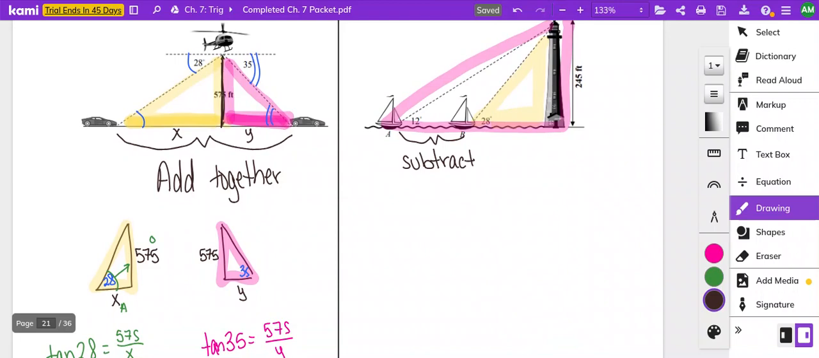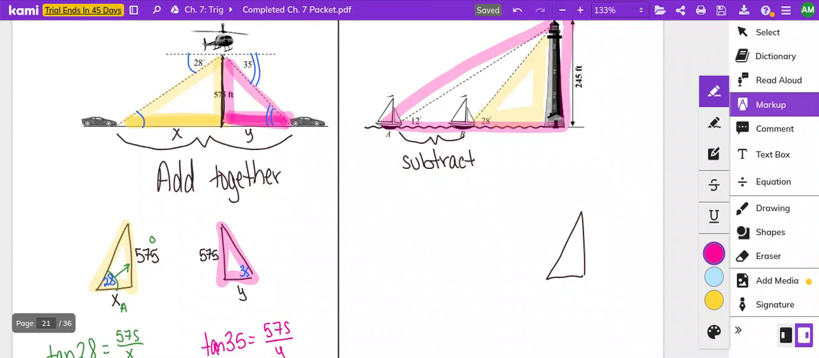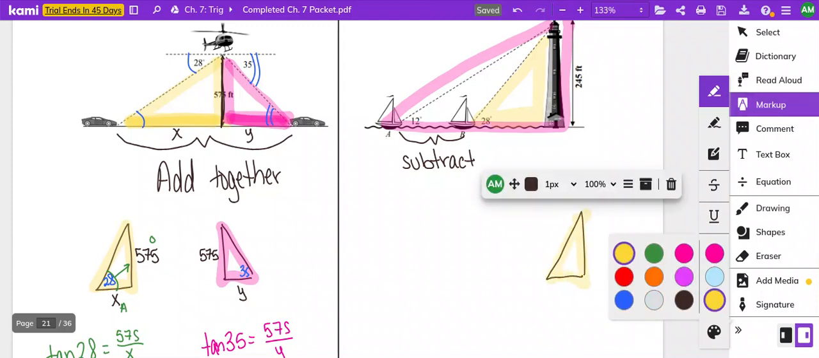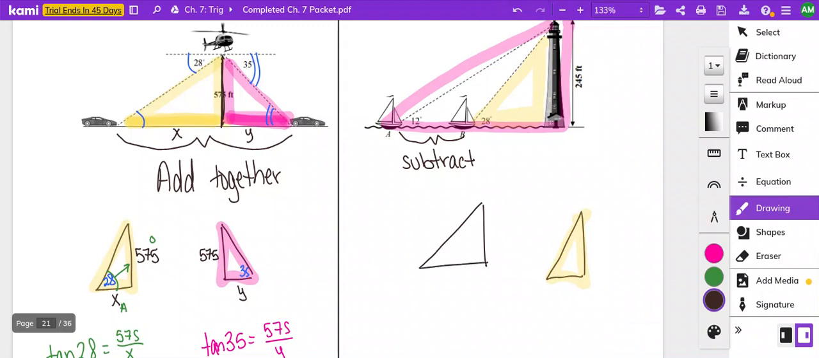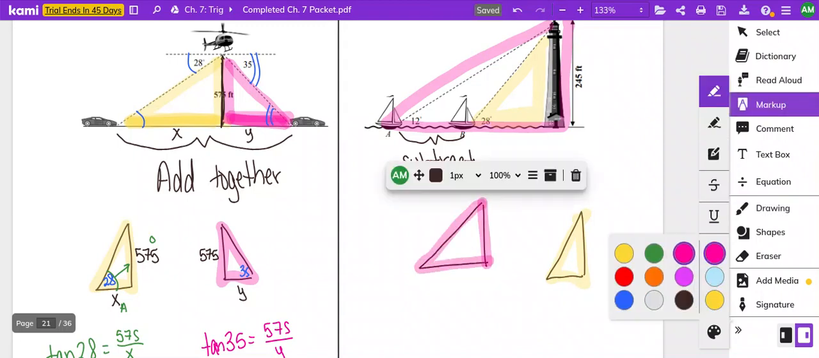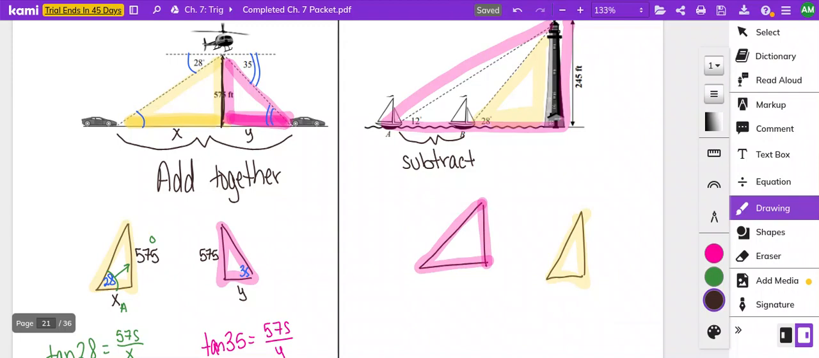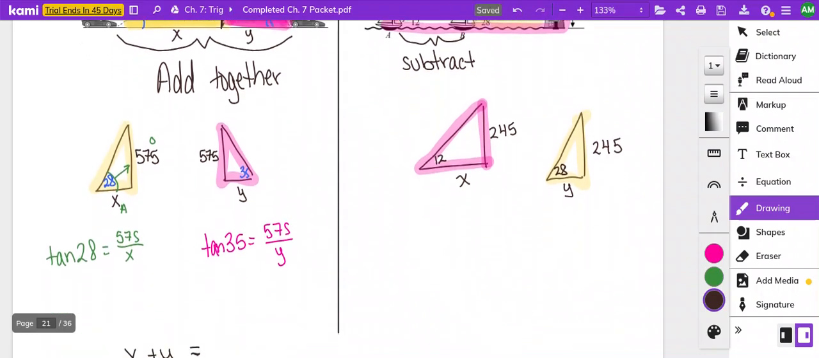So again, the way that I would start would be like normal, by separating out both of my triangles, making sure that I've marked any sides or angles. So my angle in my yellow triangle is 28, and the side on the right is 245. In the pink triangle, I have a 245 and a 12. And I'm looking for the bottom of these triangles. Again, I can call them X and Y, A and B, whatever you want.